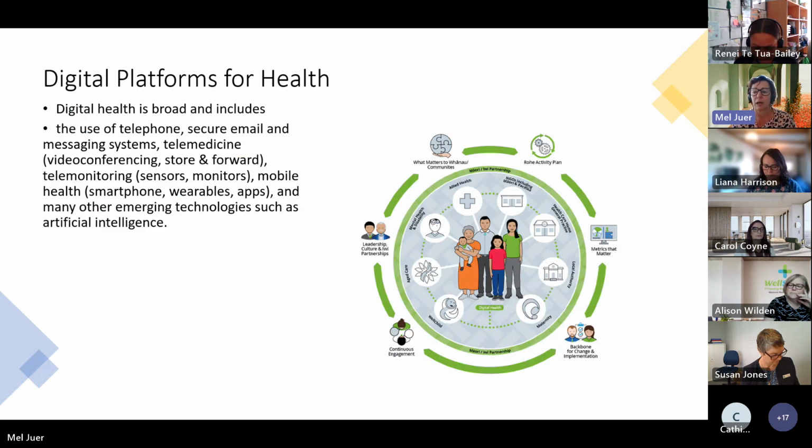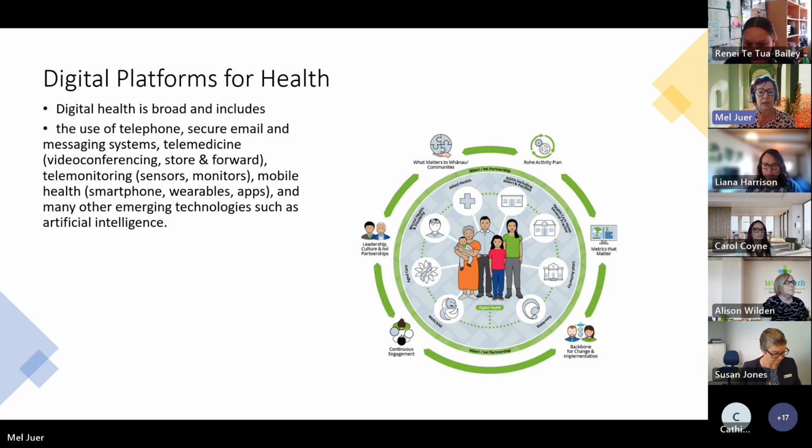So with that in mind, today is about digital platforms for health. I wanted to start by giving us a bit of a definition, because this is an area where there's a lot of myth and confusion. Digital platforms for health, particularly now that we've come out of a worldwide pandemic, are sometimes seen as just video consults. So the first thing I wanted to do was frame it in a much broader sense.